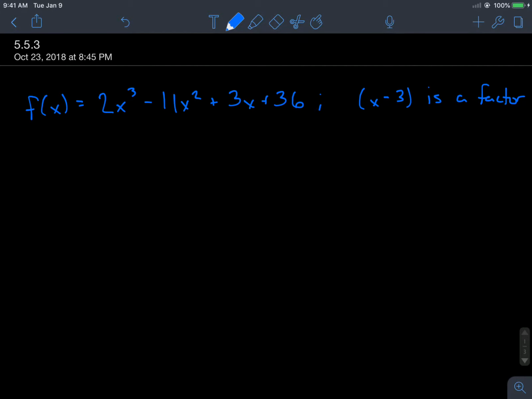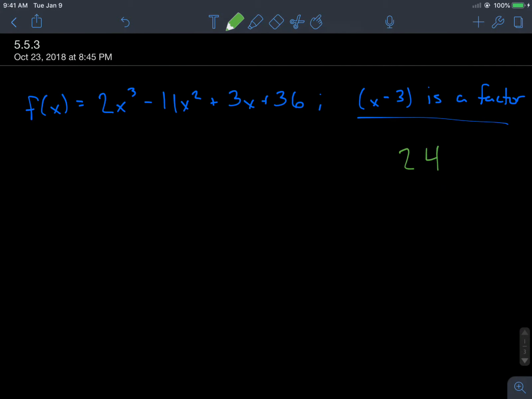So here's where we get to see where this long division or synthetic division is useful when it comes to solving polynomials and factoring. In this section, we'll be given something that is a factor or a zero. So in this first example, where we have f of x equals 2x cubed minus 11x squared plus 3x plus 36, we're told that x minus 3 is a factor. Now that means that x minus 3 should divide evenly into something, right?